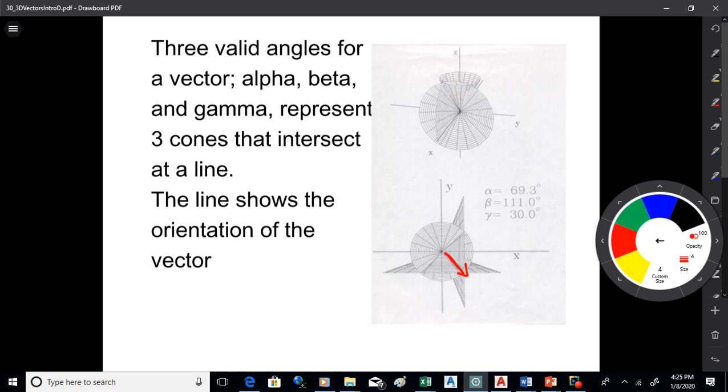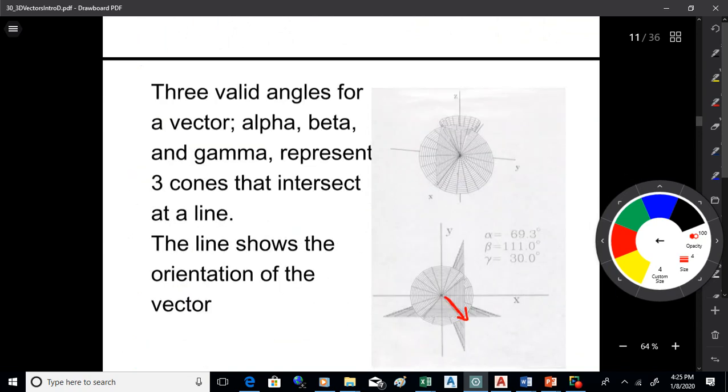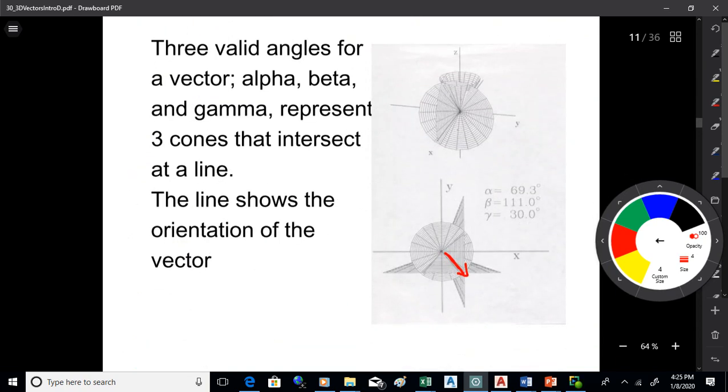So it's not like you can just pick out any 3 angles and make a vector out of it. They have to have a relationship that conforms to that. They have to intersect on a line, okay? And the way you describe that is with this square relationship. So if you know 2 of the angles, you can find the third using this relationship here. And those 3 angles, if they're valid, when you create 3 cones based on them, they should intersect on a line, and that's the vector.